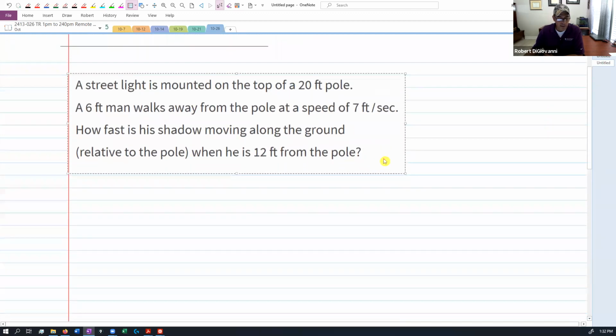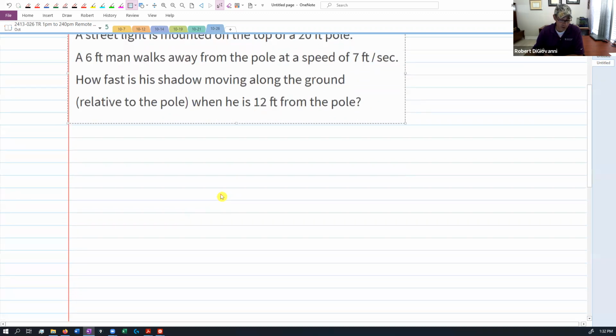A street light is mounted on top of a 20-foot pole. A 6-foot man walks away from the pole at a speed of 7 feet per second. How fast is his shadow moving along the ground relative to the pole when he is 12 feet from the pole? In your textbook, they do not say this piece, relative to the pole. It's an important piece that's missing in the textbook. I'll explain when we do this.